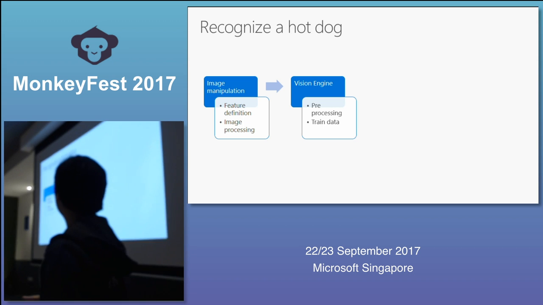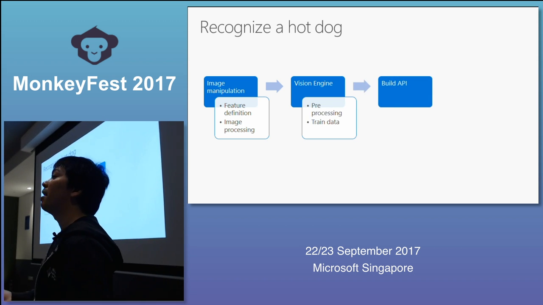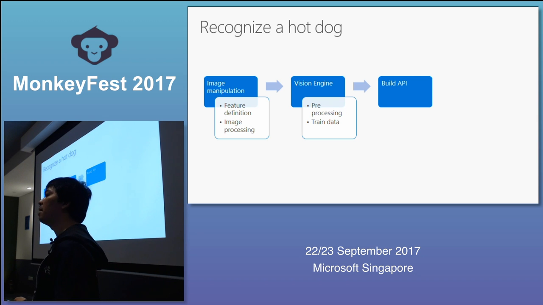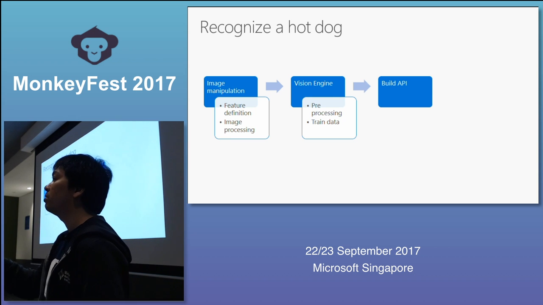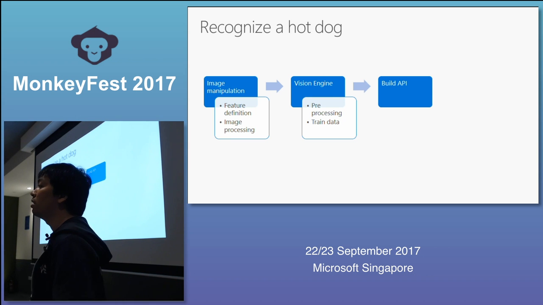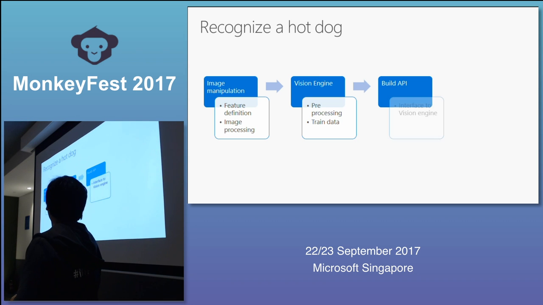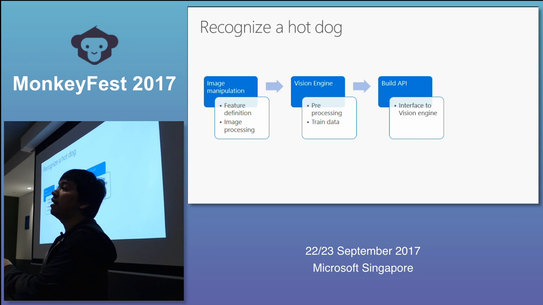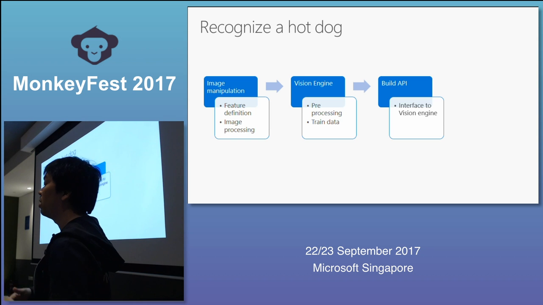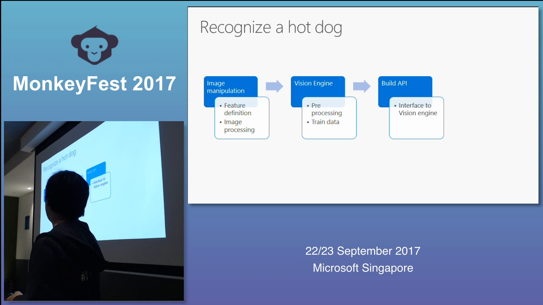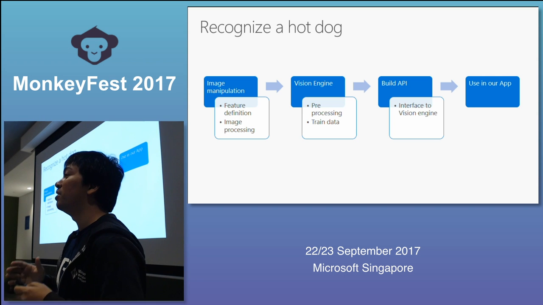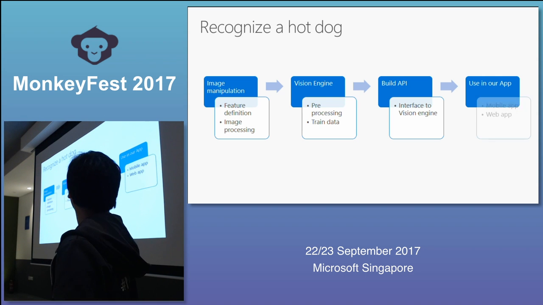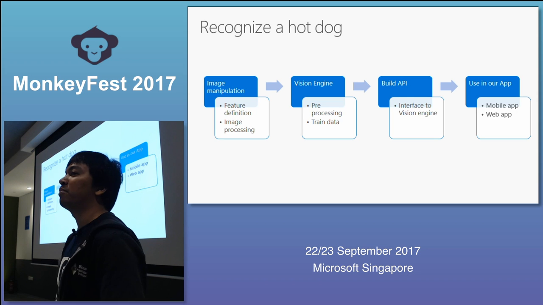And the third one, you have to build an API. If you want to build mobile applications, we need to expose the functionality from the engine so the applications can access it. So we have to build an interface from the engine to a REST API that can be readily consumed by the mobile applications. And the last one, you use it in your own app, okay? In your mobile app or in your web apps.